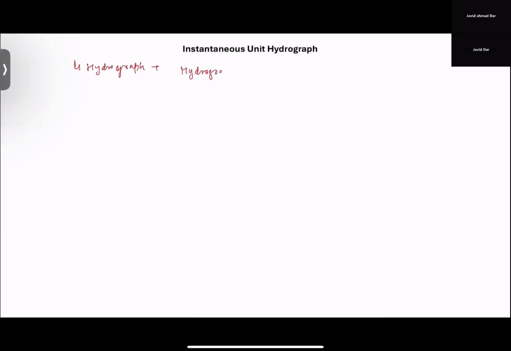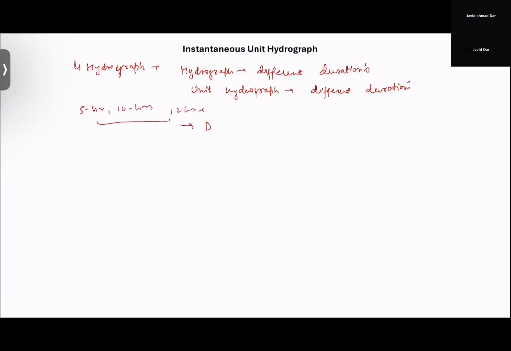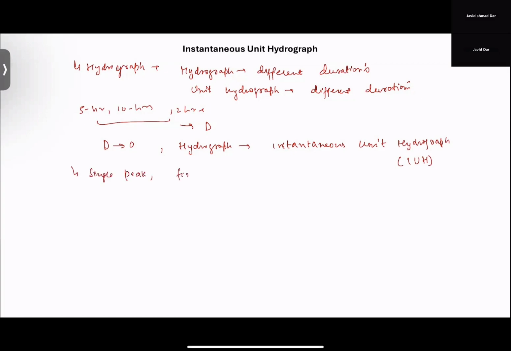Earlier we went through what is a hydrograph, and then we studied hydrographs of different duration. Then we did problems on unit hydrograph, then different durations of unit hydrograph. So we had 5-hour unit hydrograph, 10-hour unit hydrograph, 2-hour unit hydrograph, where the duration was represented by D. And now let's say this D tends to 0. The hydrograph we get is called an instantaneous unit hydrograph. From now onwards, I will write it as IUH.